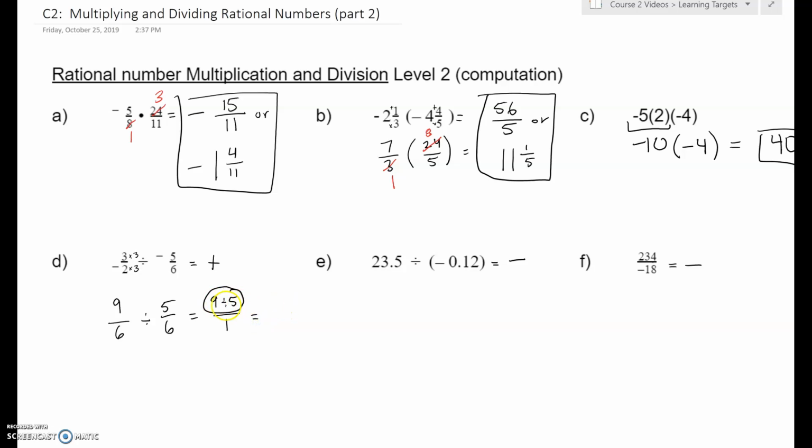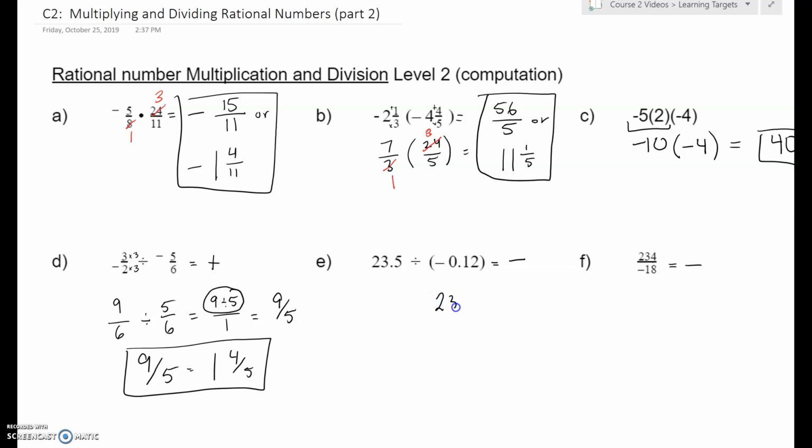And 9 divided by 5 is 9/5. That is our answer. Our answer is 9/5 or 1 4/5. Easy peasy lemon squeezy. All right. Here, dividing decimals. So let's go ahead and just divide them.